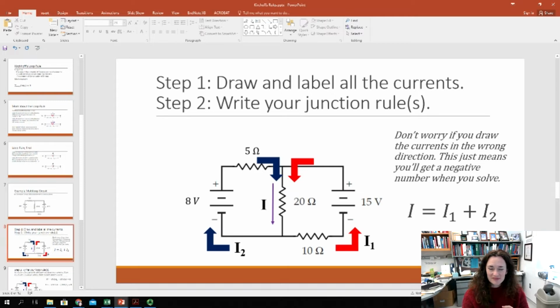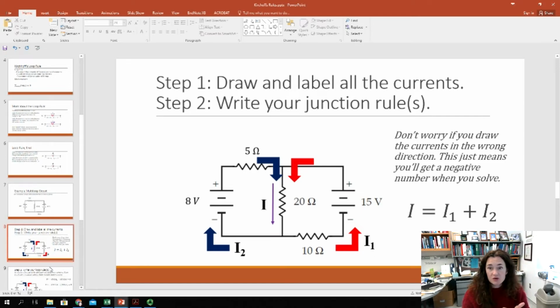Now I usually try to name my main current I, and then I number what I think will be all of my smaller currents. That's what I like to do. You can do something different if you want. It's fine. So that was step 2, write my junction rules, right? Might be more than one.